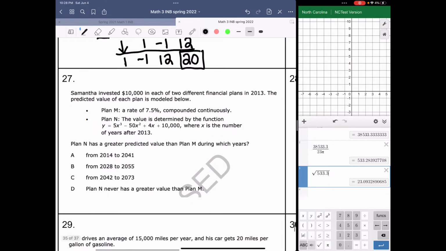All right, number 27. It says Samantha invested $10,000 in 2 different financial plans in 2013. The predicted value of the plan is modeled below. So we have Plan M. Plan M has a rate of 7.5% compounded continuously. So if you remember, compounded continuously is y equals Pert. So I know this is y equals, my initial value is 10,000, e, we're going to change this to 0.075, and t.